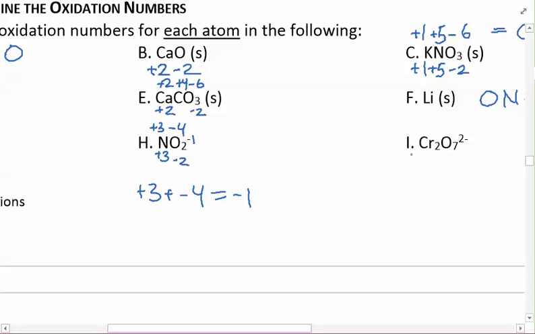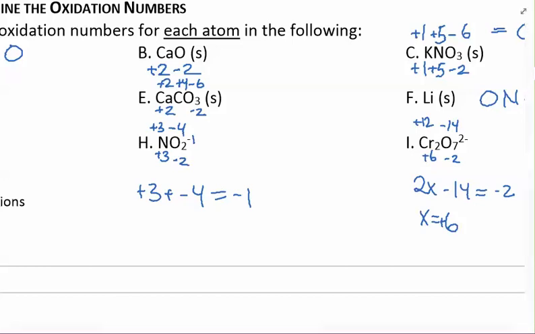Last but not least, we have this. This is a polyatomic called dichromate. This wasn't one you needed to know, but we follow the same pattern. So we have a negative 2 for each oxygen, giving us negative 14. So negative 14 has to equal negative 2. So we have 2 chromium, so it has to be 2x. That's kind of how I think of it. So it's going to be x is equal to positive 6. So chromium has to be positive 12. Each chromium is going to be positive 6.